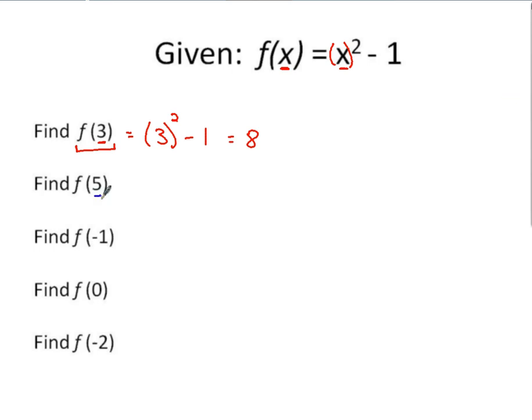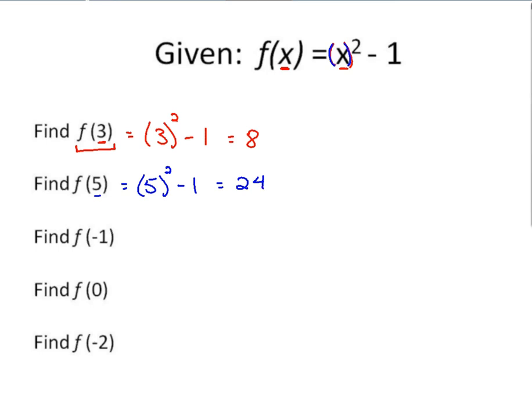For the next one, we substitute 5 in the place of x. So I've got my x up here that is being squared. I'm going to substitute 5 in its place, subtract 1. I calculate that out. 25 minus 1, we get 24 back. So for this function, when x is 5, the value of the function, as we would say, is 24.